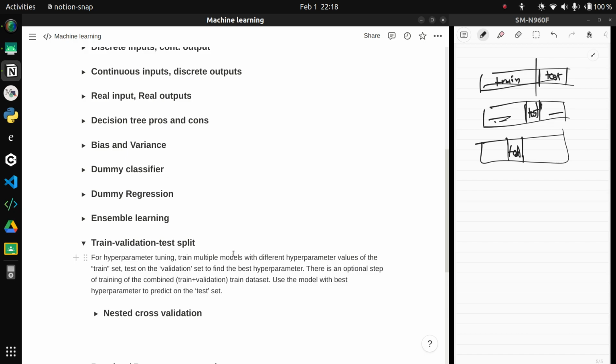Now, what happens when you're... okay, there's another thing which needs to be accounted for. It's called hyperparameter tuning. Suppose you have trained your model.